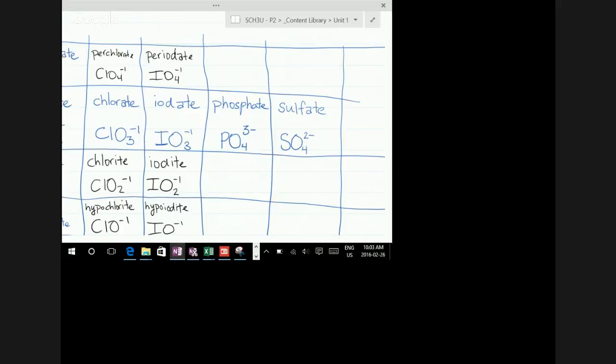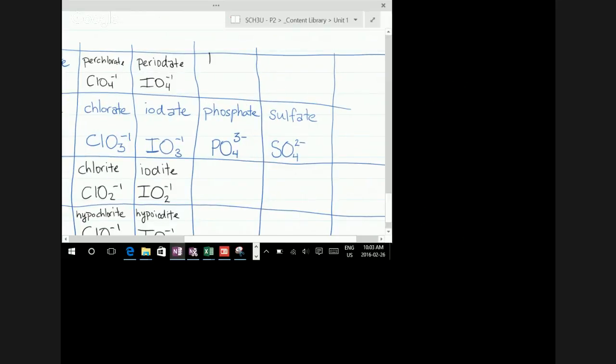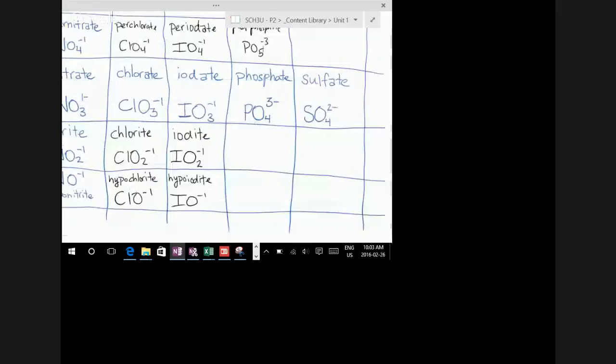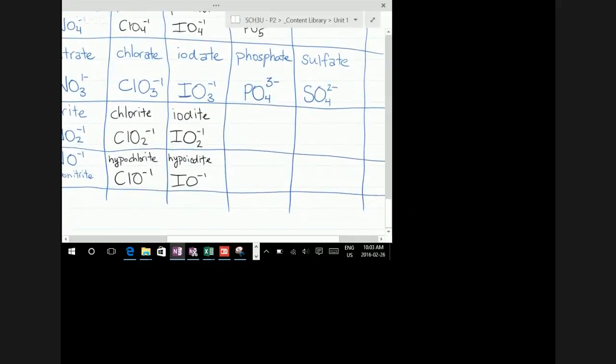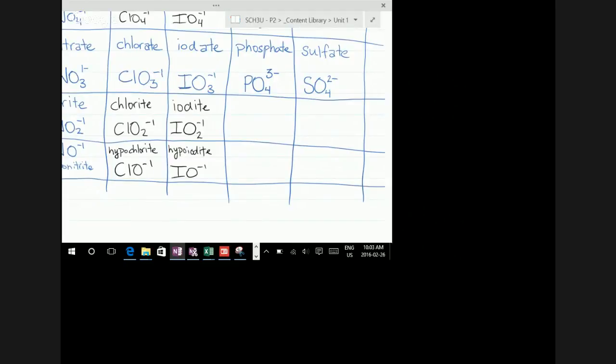And then phosphate. So it's normally PO4. What would perphosphate be? What would its formula be? PO5 -3. Good. Wait, I have a question. Yeah. Does it really matter where you put the negative sign? No, and you'll see me do both. It makes no difference. Yeah, both are completely acceptable.